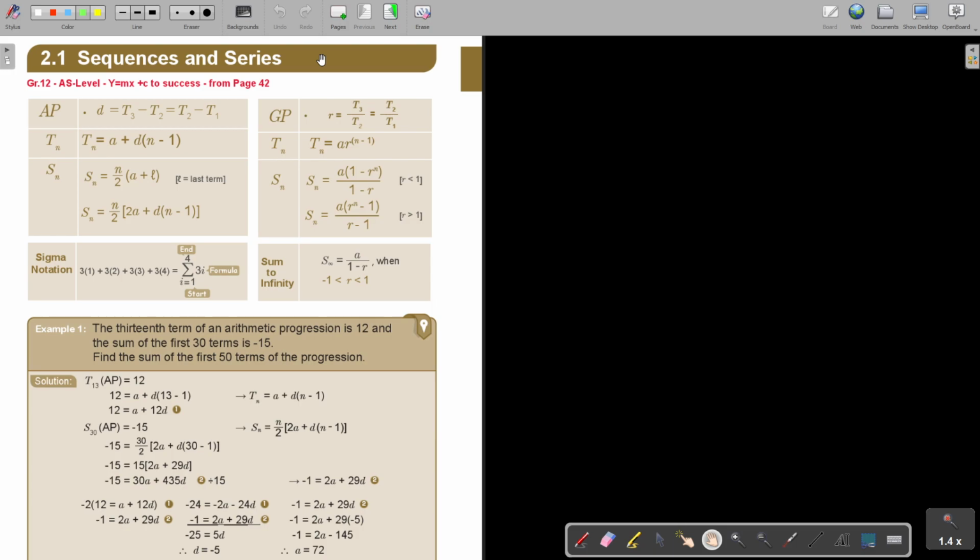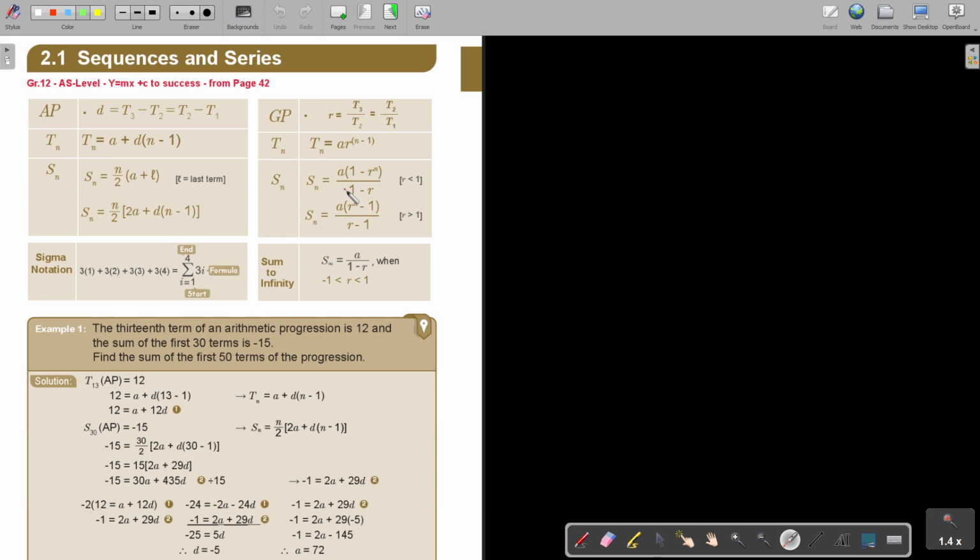Now, this table is very important because it's not very long. Although I think it's on the worksheet, so it's not necessary to memorize it. Just remember, in an AP, there's a constant difference, and if you want to find it, that's the formula. And in a GP, there's a constant ratio, and that is the formula. Then the Tn, the nth term, for the GP, the Sn term, and the Sn term for the GP. On the formula sheet, you will find these formulas. Just know when to use which formula.